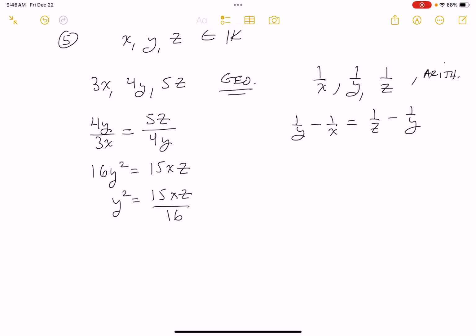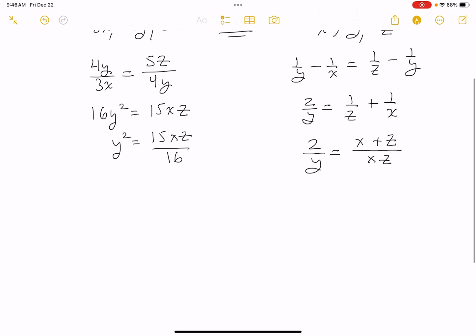I got this one with y on one side. I'll do the same thing. So I got 2 over y equals 1 over z plus 1 over x. 2 over y, common denominator, xz, and it would be x plus z now.